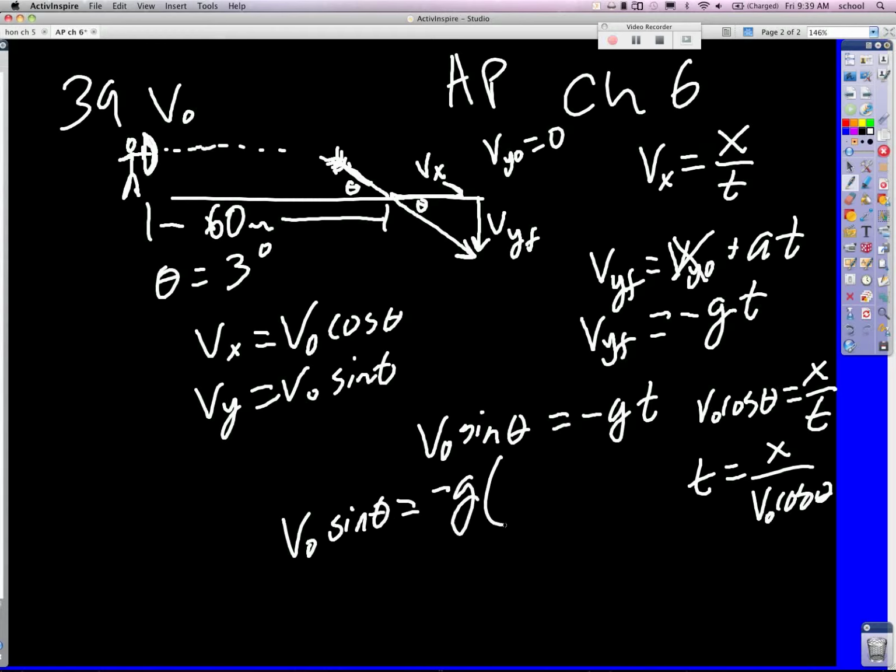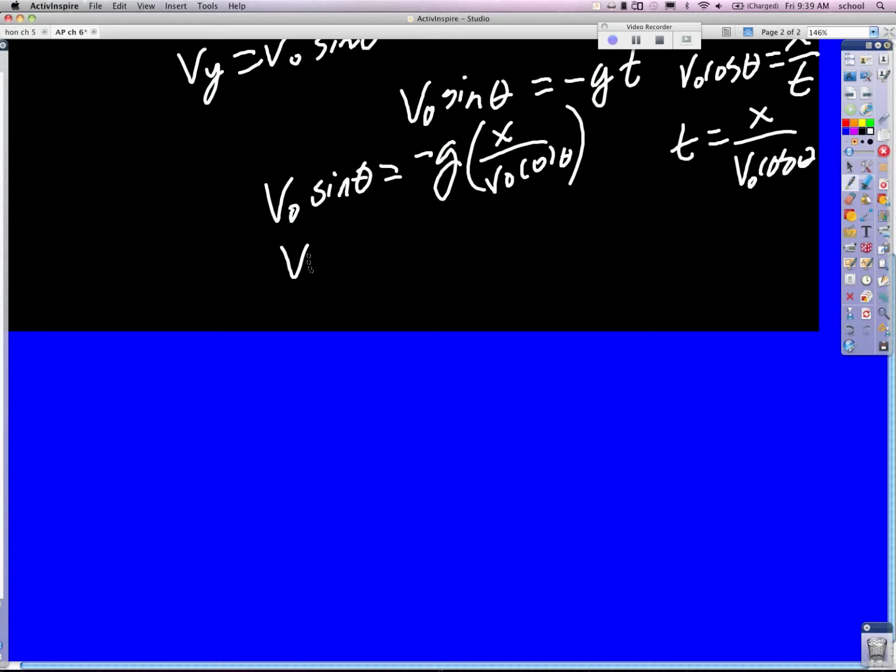Do we know theta? Yes. Do we know g? Yes. Do we know x? Yes. Boom. Solve for V0. Ding, ding, ding. V0 squared is equal to negative gx over sine theta cos theta. And if you want to be a little bit silly, you could do negative 2gx over sine 2 theta.